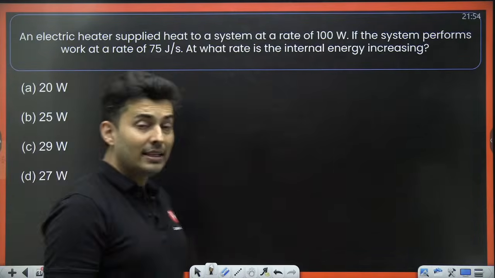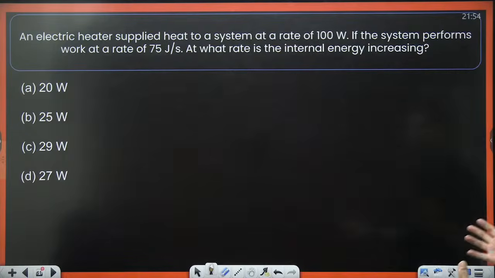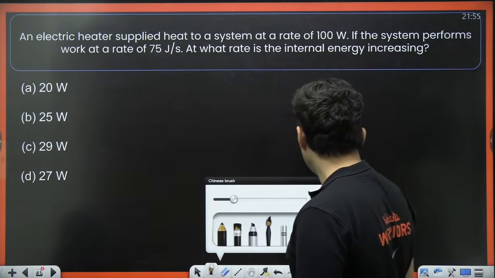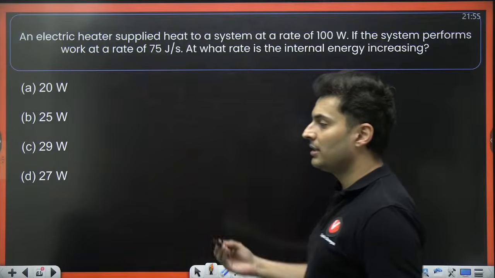There is a heater which supplies heat to the system at 100 watts. The system performs work at the rate of 75 joules per second. At what rate is the internal energy increasing?